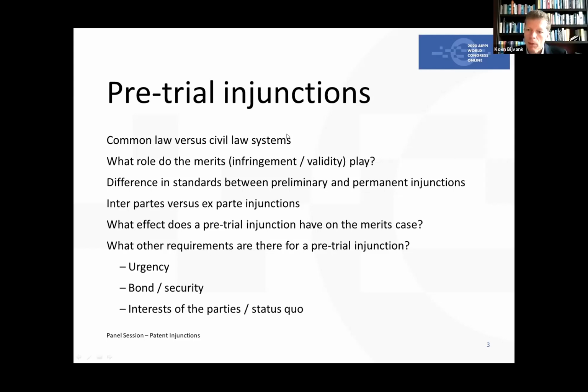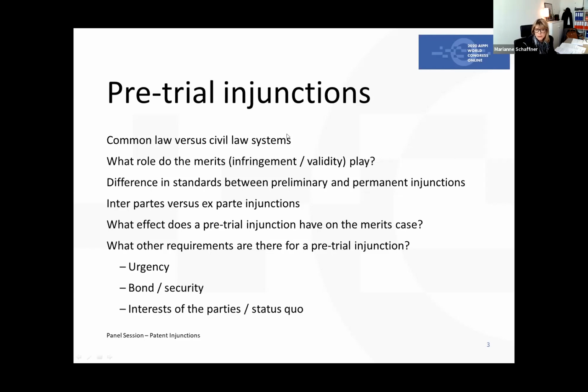Thank you. Marianne, in France, is the court very active in putting up bond requirements before they grant an injunction? Actually, that's very similar to the Netherlands. The security is not requested to be posted when an injunction is granted.